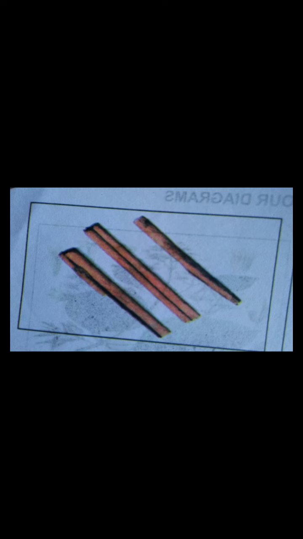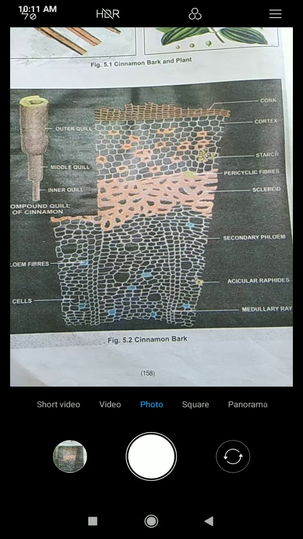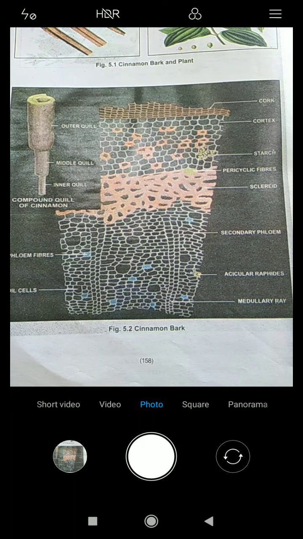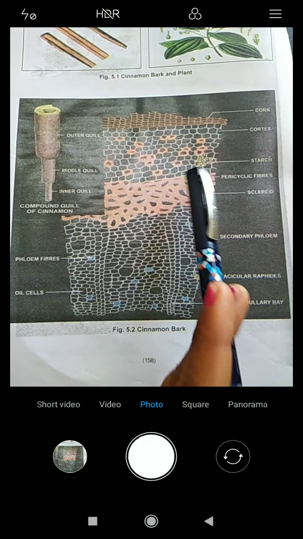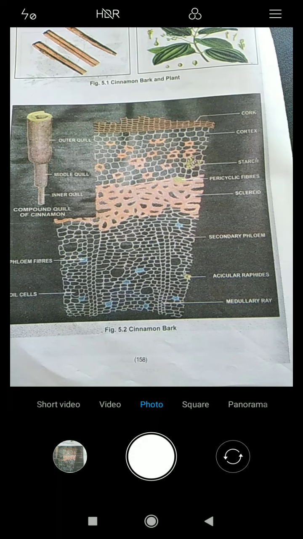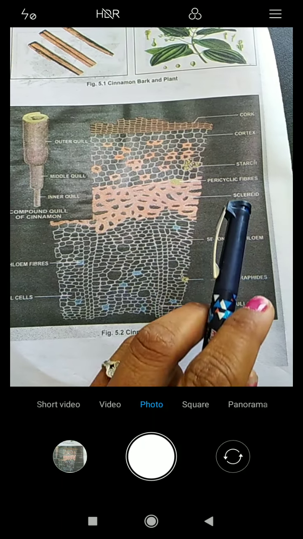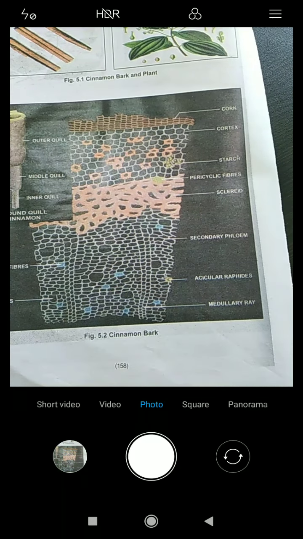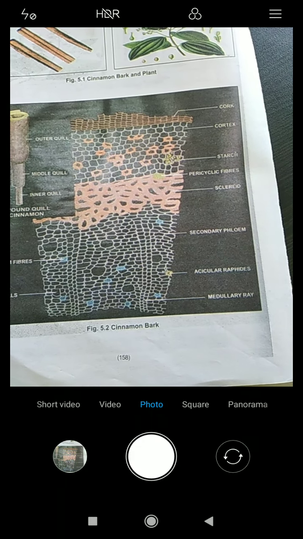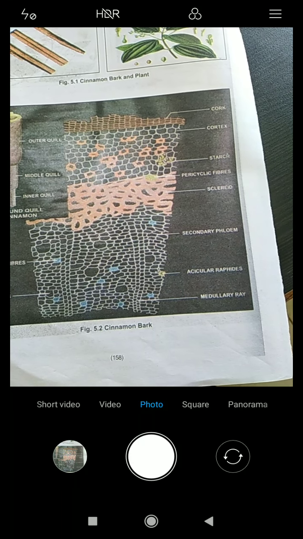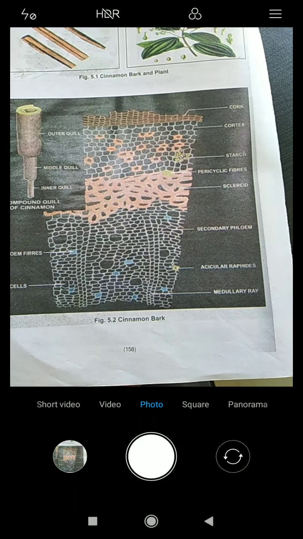Then macroscopy. In macroscopy we have studied in the previous practical up to the pericyclic fiber. These are the TS of cinnamon bark. These are the pericyclic fibers. Then sclereids. These are the 3 to 4 layers of pitted sclereids, with thickened lignified walls, isodiametric, slightly elongated tangentially, that is U-shaped thickening, and with starch grains.